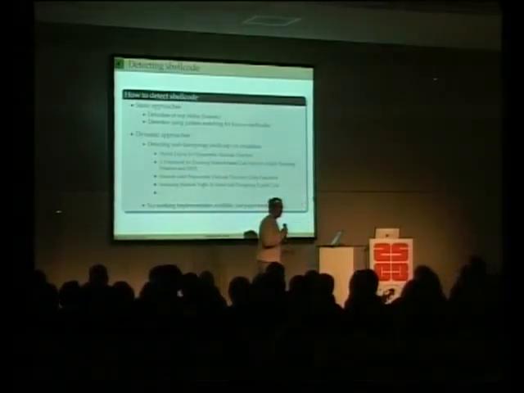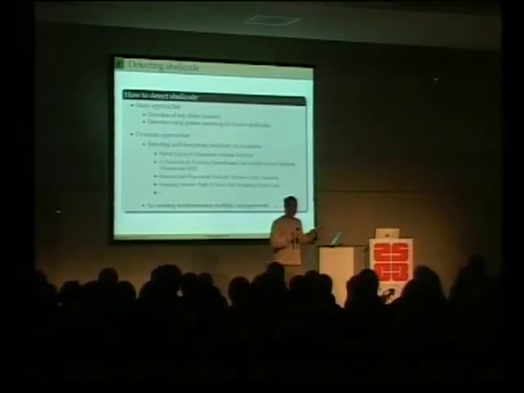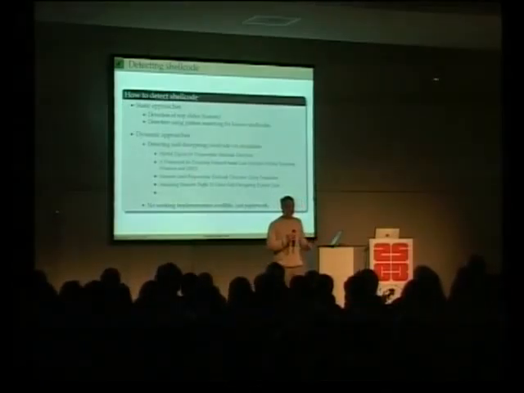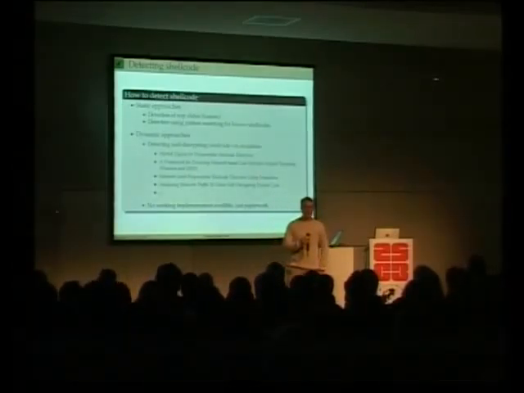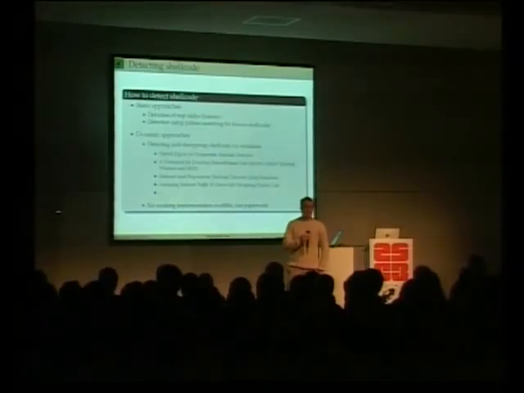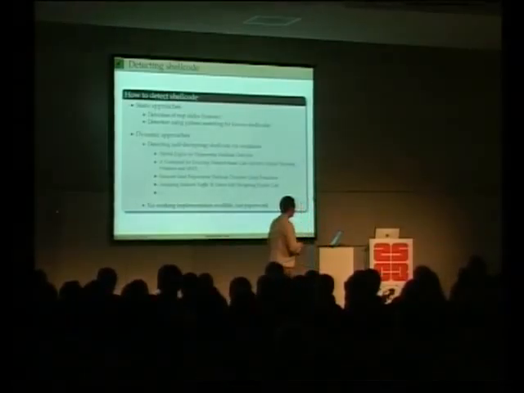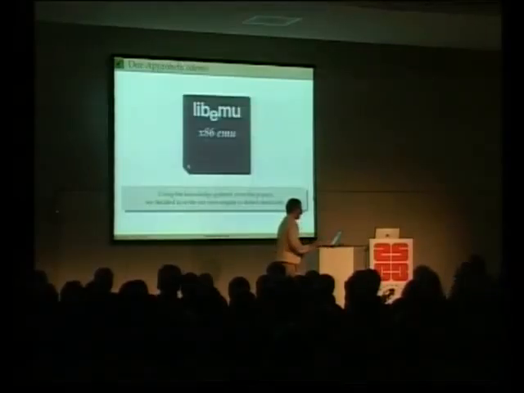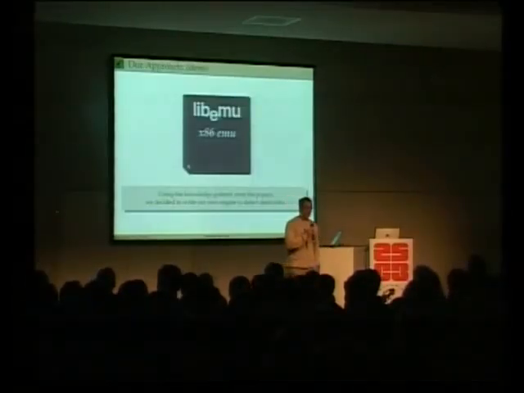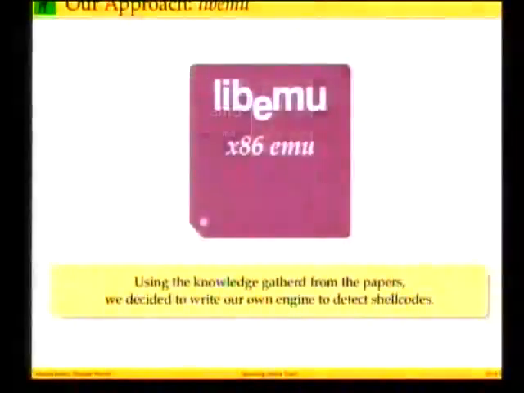The problem with this was that it was all just paperwork. They just said it works, and we did some research on it, but nobody published code. So we had to do our own. We started a project called libemu. We took the knowledge gathered from the papers to implement a small x86 CPU to detect shellcode in network streams.